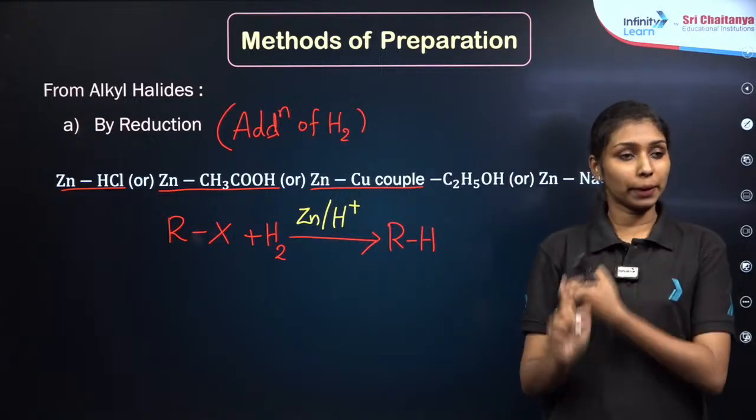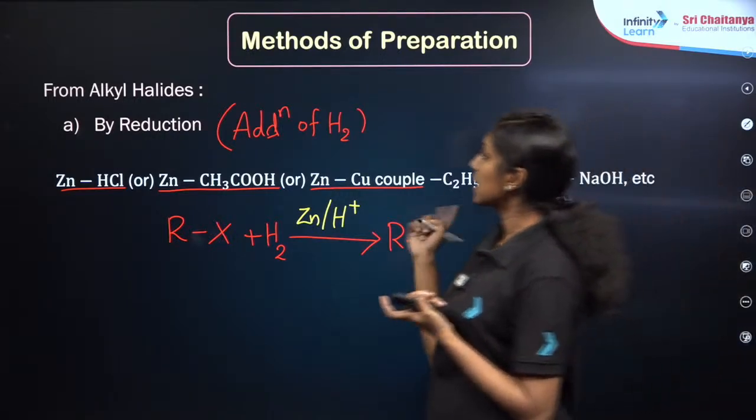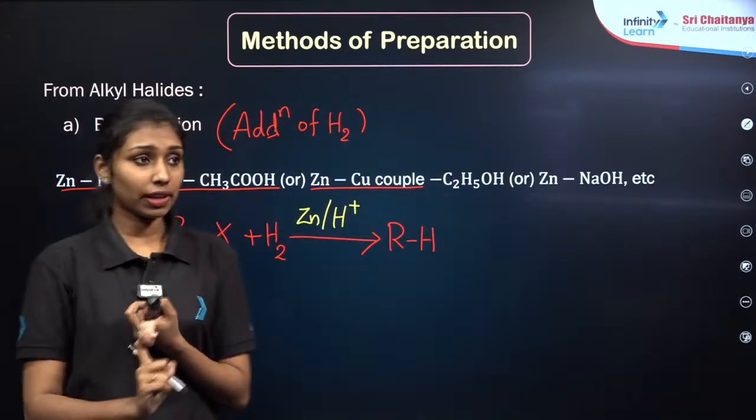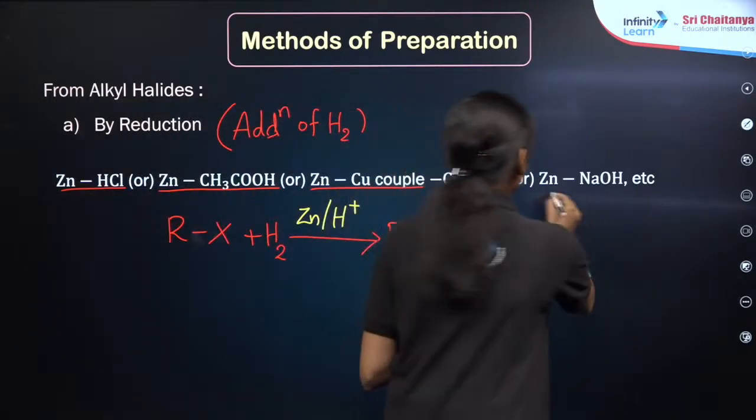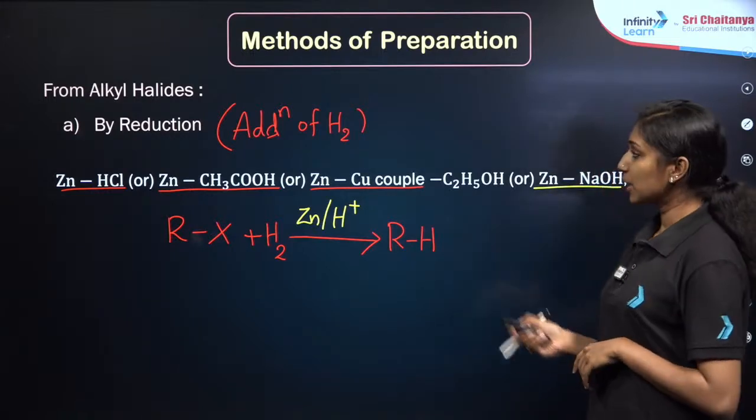This is the first method of preparation of alkanes from the alkyl halides, by reduction. Again, this is the addition of hydrogen. We can also call it hydrogenation. These reagents are very important. Now let me move to the next method.